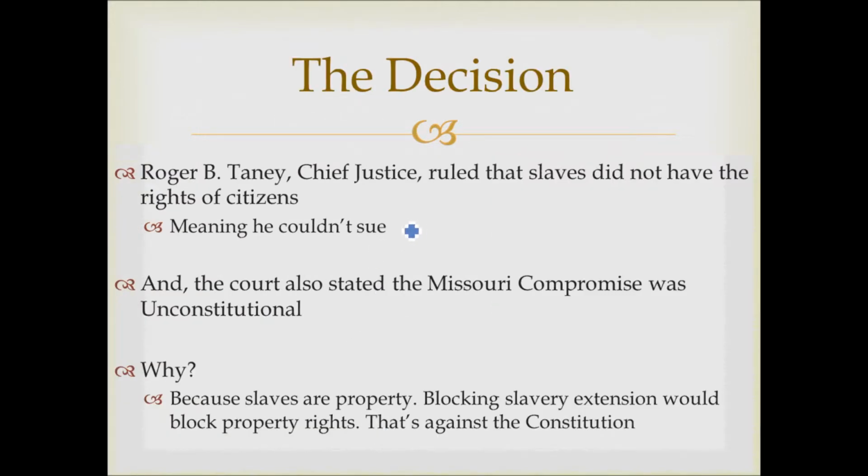Now, the decision that comes back, Robert B. Taney, Chief Justice, ruled that slaves did not have the rights of citizens because slaves were, in fact, property. And because of this, Dred Scott could not sue. It was, in fact, illegal for him to sue. The court also stated that the Missouri Compromise is unconstitutional, so they even went a bit further than just looking at Dred Scott's case. They went back and looked at old congressional acts such as the Missouri Compromise and declared it unconstitutional. The reason they said this is because slaves are property, and because they are property, blocking slavery extension would block property rights, which is guaranteed by the Constitution.